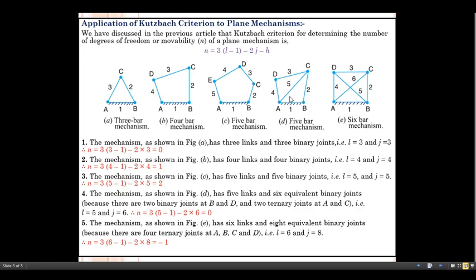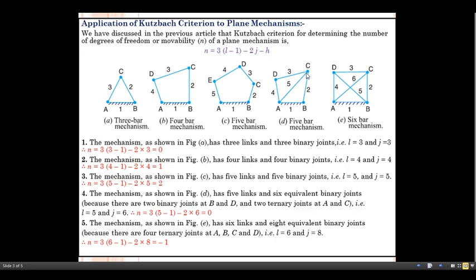In this case, just count the number of links: 1, 2, 3, 4, 5. Now the number of links with us is 5. Now just see the number of joints. If you look towards this one, the joint at point B and the joint at point D is nothing but a binary joint, where 2 links are connected at a single point. So this becomes a binary joint. What about this one? The 3 links are connected at a single point, at point A as well as point C. So this is the case of a ternary joint. So in this mechanism, there are 2 binary joints and 2 ternary joints.